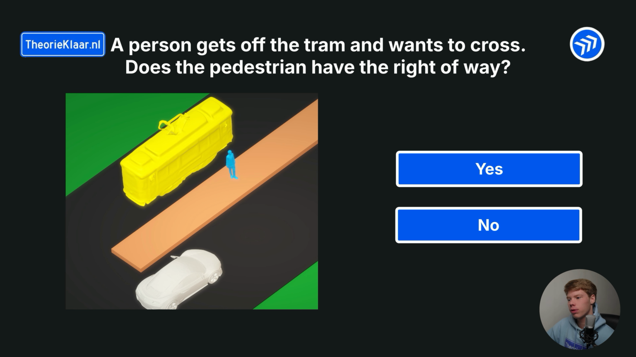A person gets off the tram and wants to cross. Does the pedestrian have right of way? Yes or no? Then the right answer is no. That is because they have a platform where they can wait to cross. So the white car goes first and then the pedestrian.